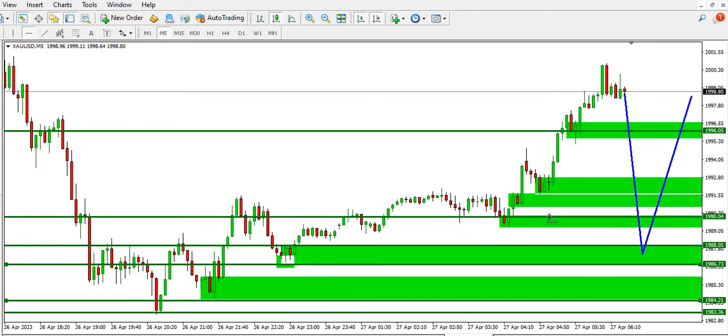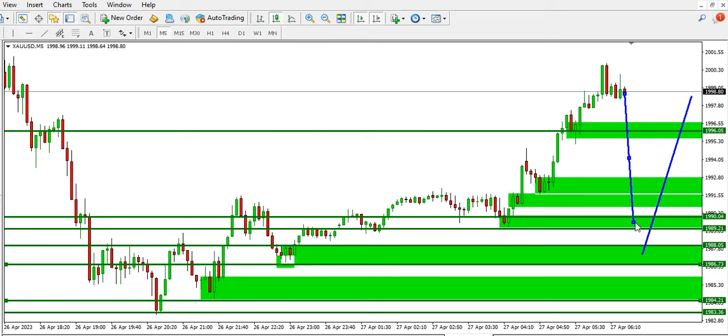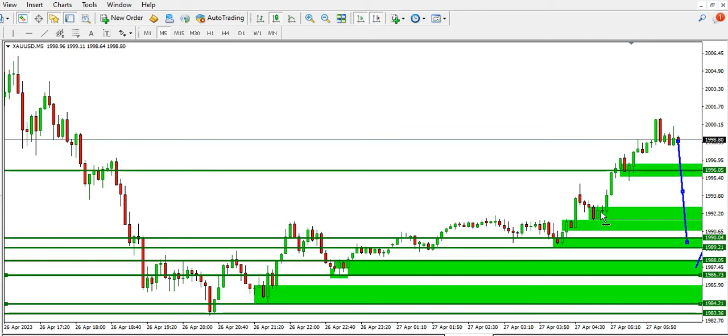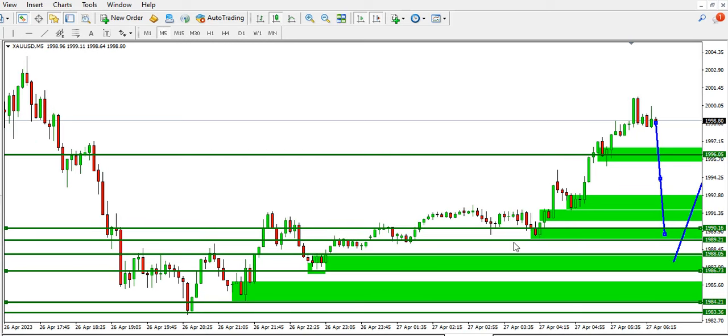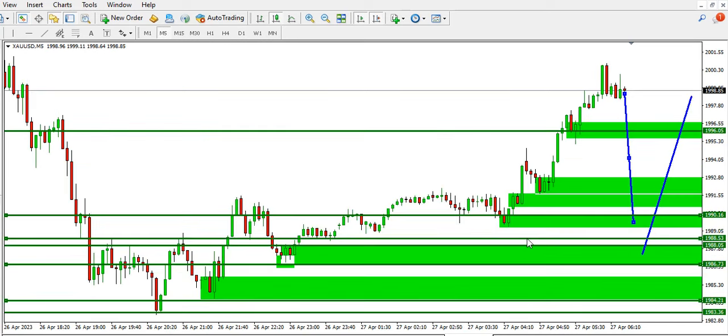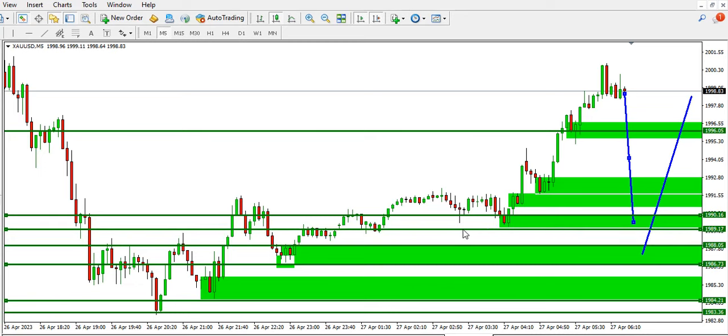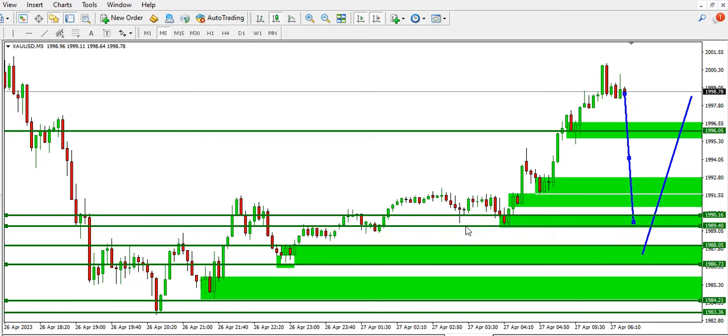Similar situation if you expect the sellers to push price to this area, you can place your buy limits around here. Stop loss should be somewhere around here. So if price drops to this point, you can place your buy limit at this particular point. And if price drops further, it's going to clear your stop loss, which should be somewhere around here for this particular order block.